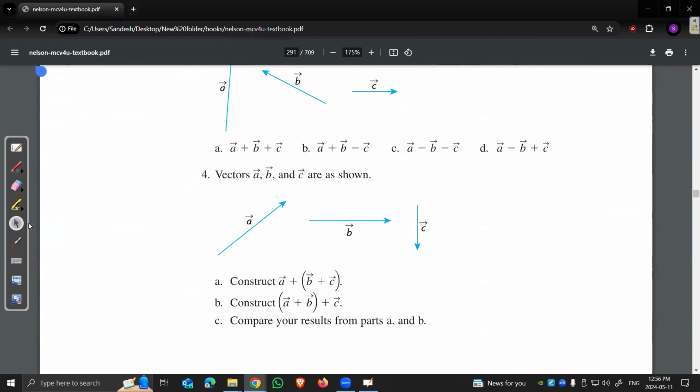Okay, here's a question for you. For A and B, the final answers, will they be any different? We're just adding vectors. The question is, is the answer to A and the answer to B going to be any different? No. Why not?